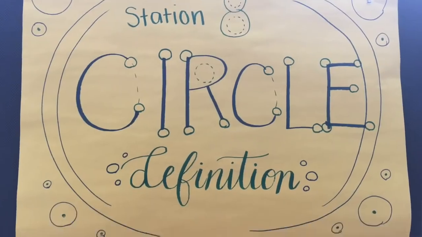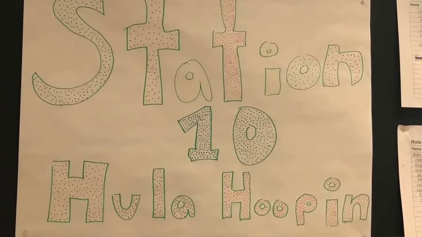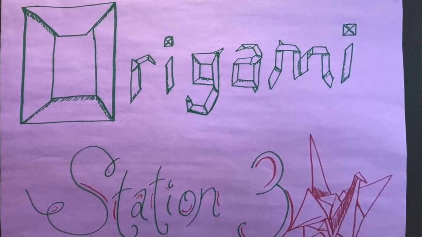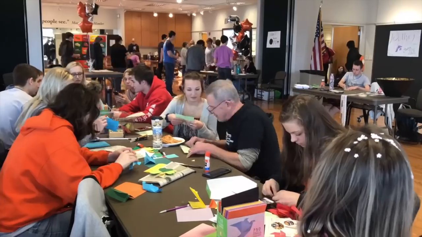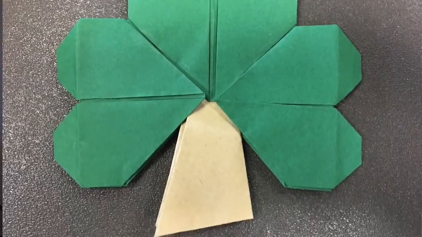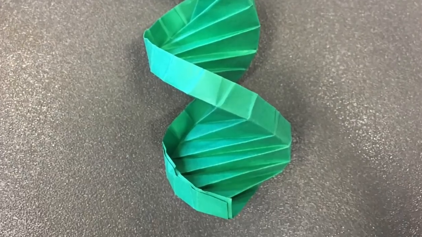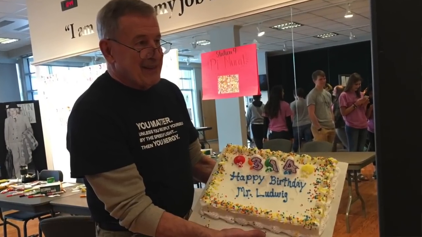There are different stations. One of them is a hula hoop contest because a hula hoop is a sort of circle. Mr. Ludwig has offered to come in and sit at one of the stations and teach students how to do some basic origami. And it also happens to be his birthday, so we'll probably celebrate that.